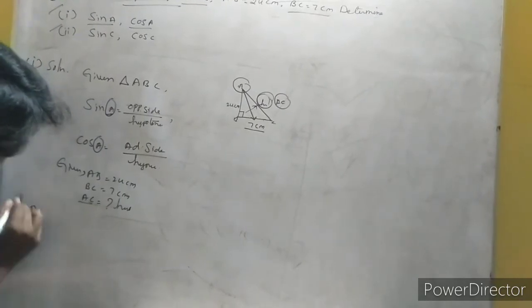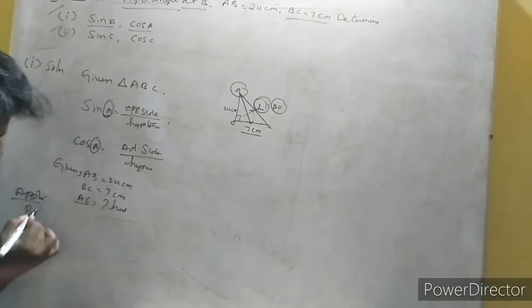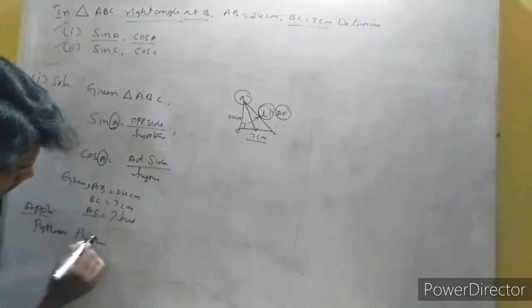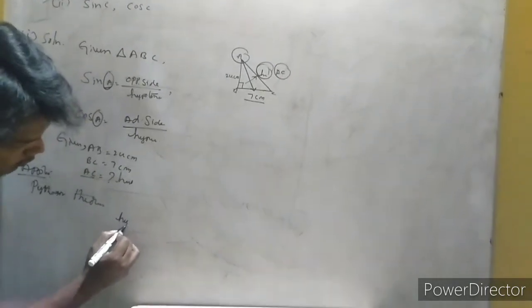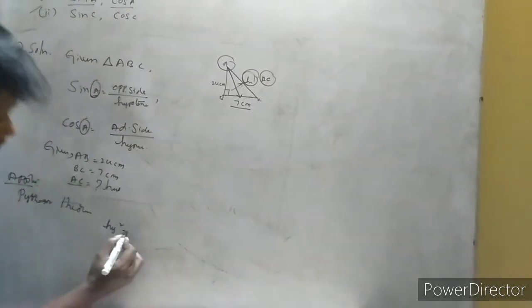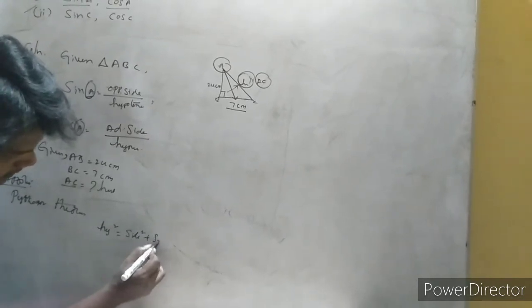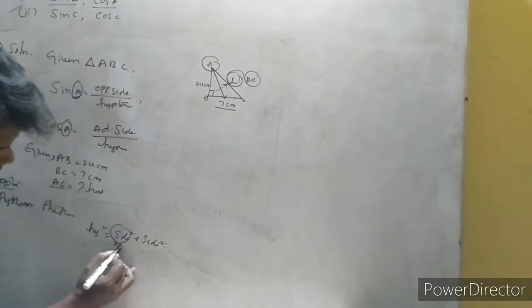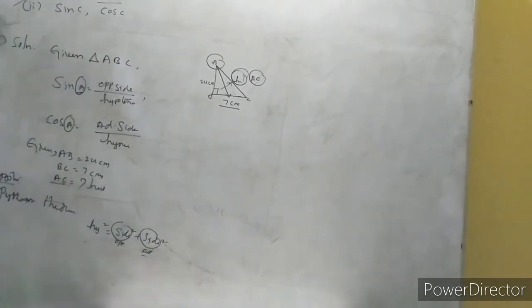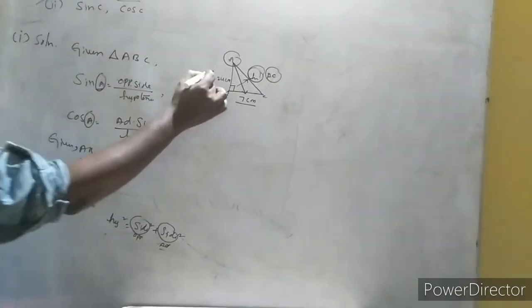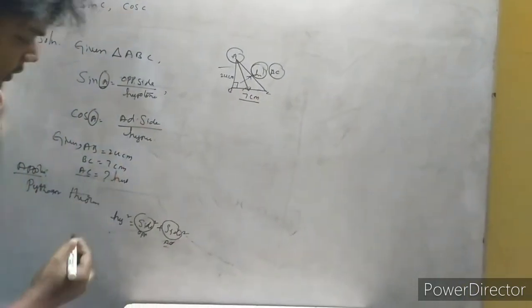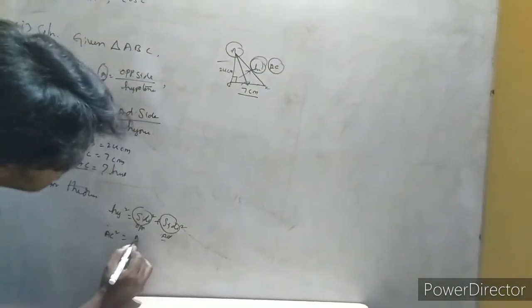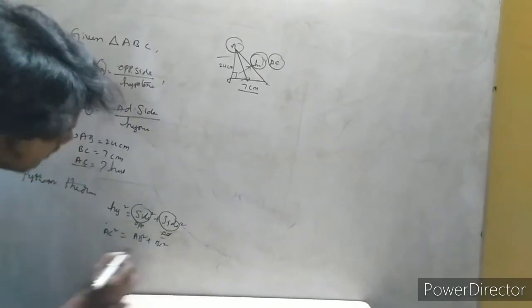Then apply the Pythagoras theorem. Hypotenuse square equal to side square plus side square, where one side is opposite and another side is adjacent. Then substitute the values, because you know both sides. Then hypotenuse square, here AC square, equal to AB square plus BC square.